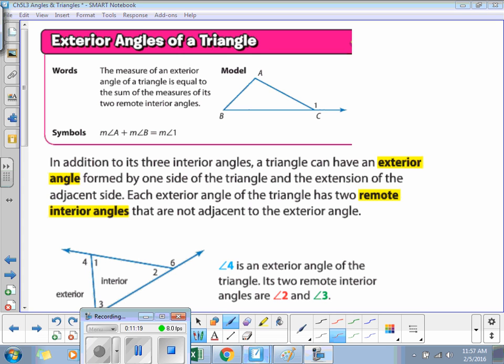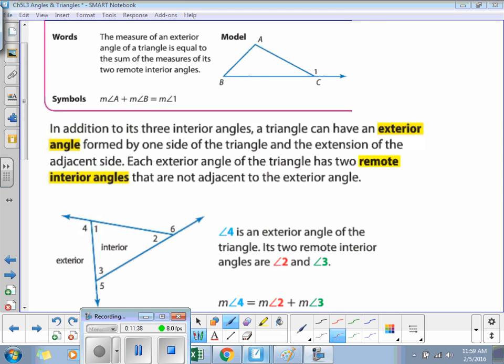The exterior angles of a triangle. Okay, when we're looking at the exterior angles of a triangle, the measure of an exterior angle of a triangle is equal to the sum of the measures of its 2 remote interior angles. In addition to its 3 interior angles, a triangle can have an exterior angle formed by one side of the triangle and the extension of the adjacent side. So that's just extending the line, okay?